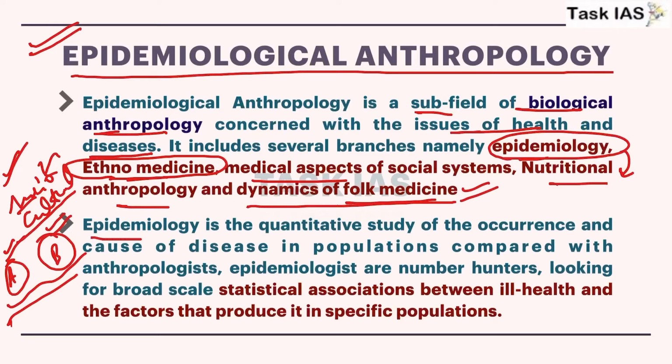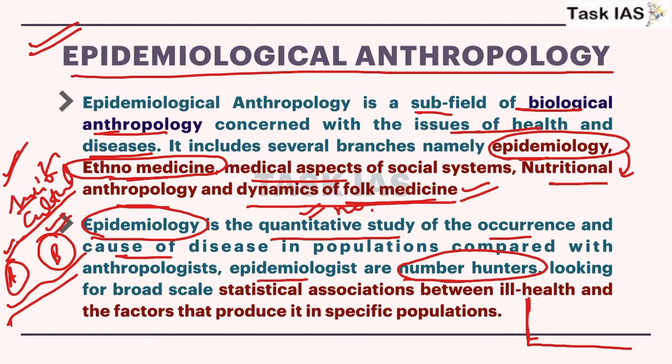Epidemiology is a quantitative study. It is quantitative, that means it deals with the numbers of occurrence and causes of disease. Epidemiologists are considered number hunters because they focus on a larger-scale idea regarding what factors led to a particular disease, what the pattern is between different societies, and how the present situation of any disease is different from or similar to its past pattern.